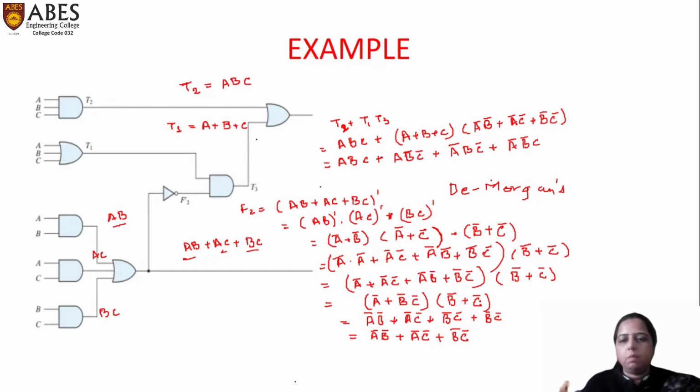And then we can again multiply them, and after multiplying, we will get the function as A bar B bar plus A bar C bar plus B bar C bar plus B bar C bar, and B bar C bar plus B bar C bar will be equal to B bar C bar only. Therefore, A bar B bar plus A bar C bar plus B bar C bar. So this is the function of F2.